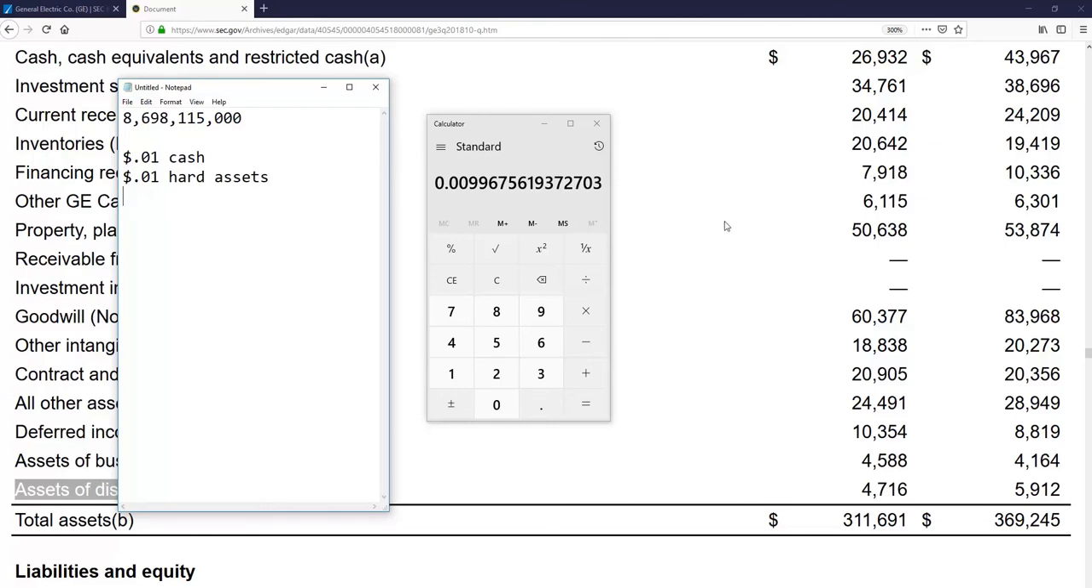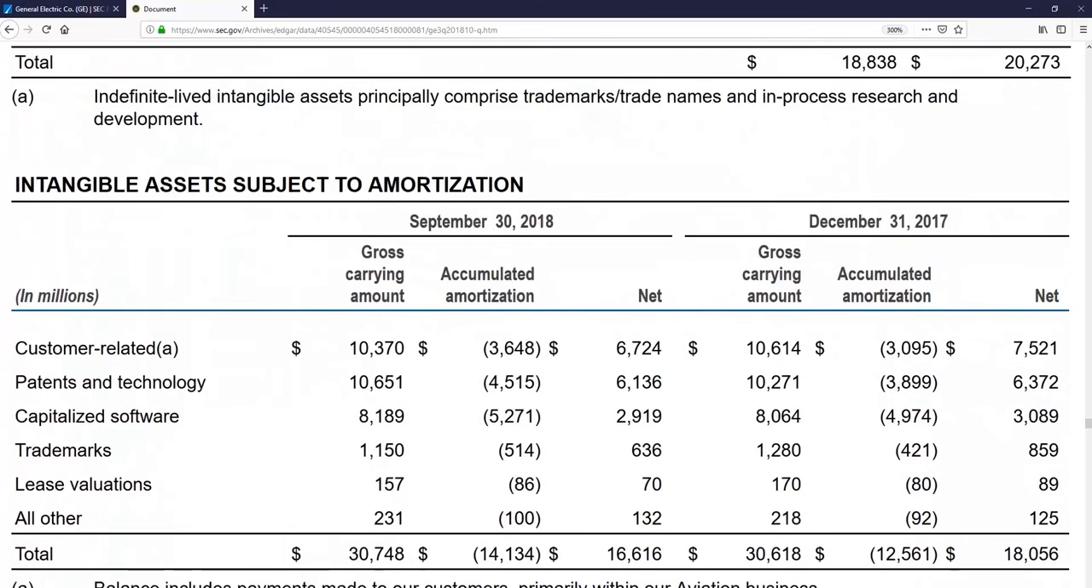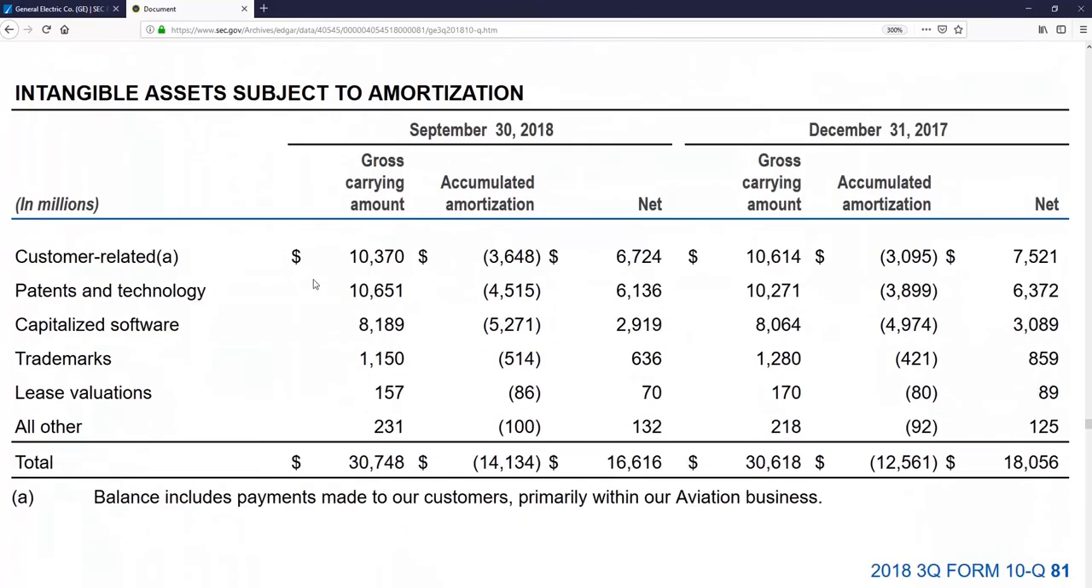All right. Now let's take a look at, see here, note 8 and note 10. So customer related. All right, so this is going to be a customer list. Okay, I'm not going to include that. That's where it is right there. Right, we're not going to include that.